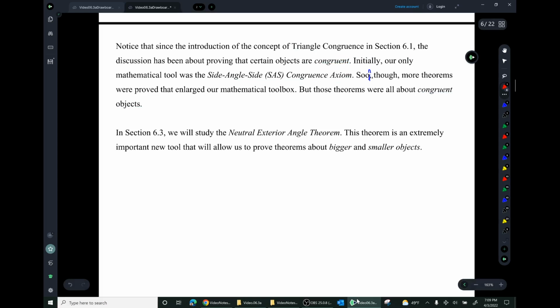In section 6.3, we'll study the neutral exterior angle theorem. This theorem is extremely important. It's a new tool. It'll allow us to prove theorems about bigger and smaller objects, whereas, again, we've been for a while now just proving theorems about congruent objects. This neutral exterior angle theorem will allow us to prove things about bigger and smaller objects.